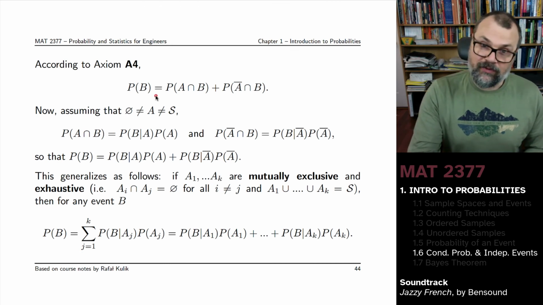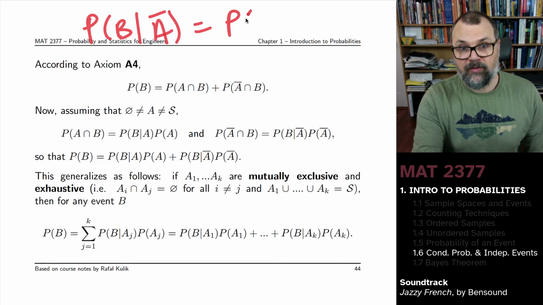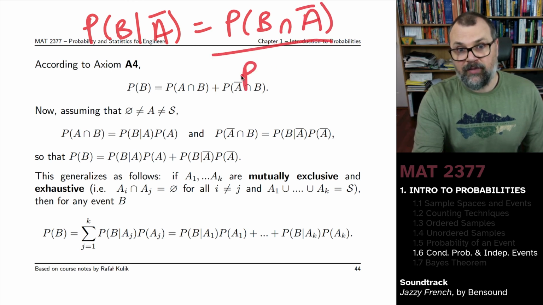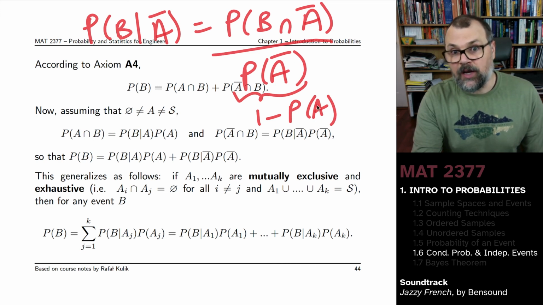And it works the same way for the other one. The probability of B given the complement of A would be the probability of B intersection the complement of A divided by the probability of the complement of A, and that is 1 minus the probability of A. The thing by which we divide here is not 0, because we've assumed that A was not the full sample space, in which case the probability here is not 1, and 1 minus the probability is not 0, so this is well defined.